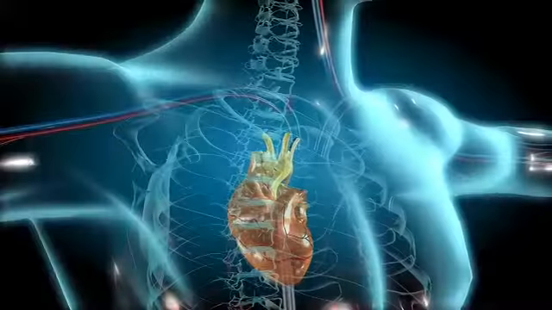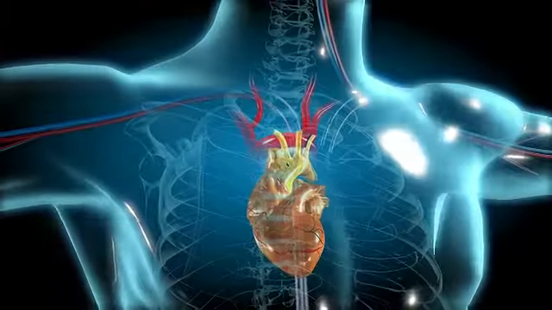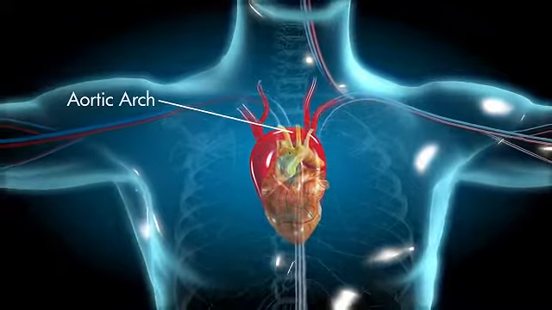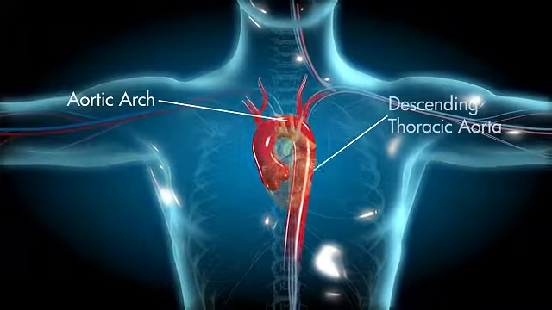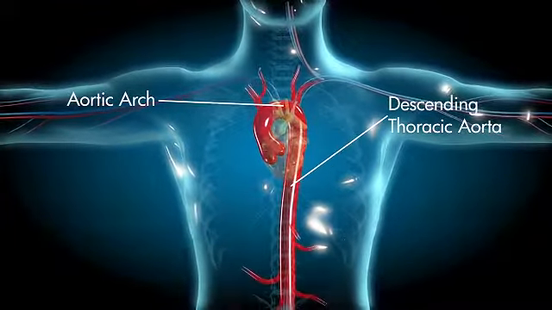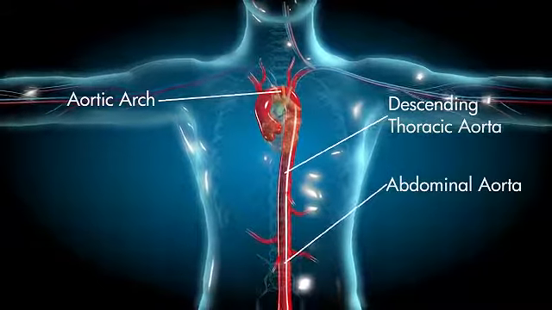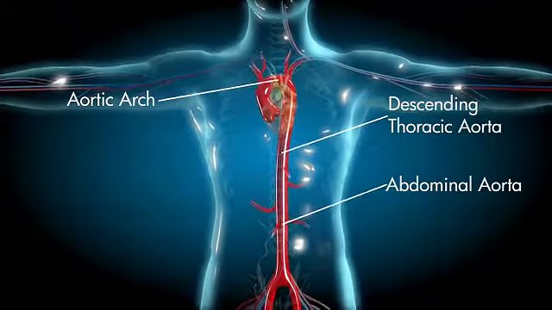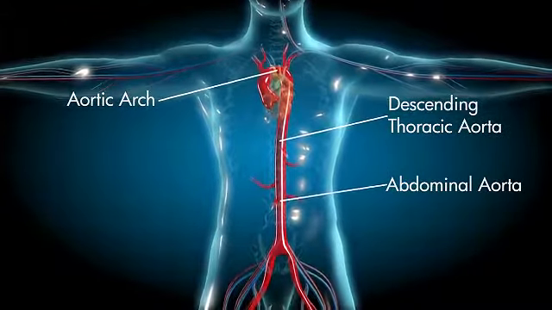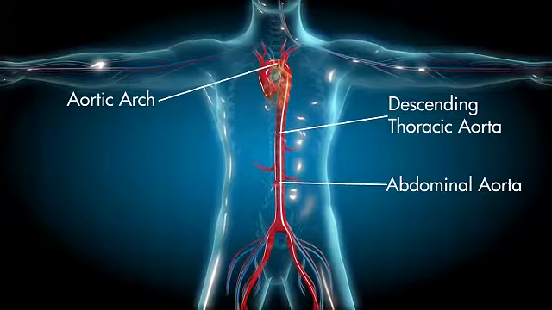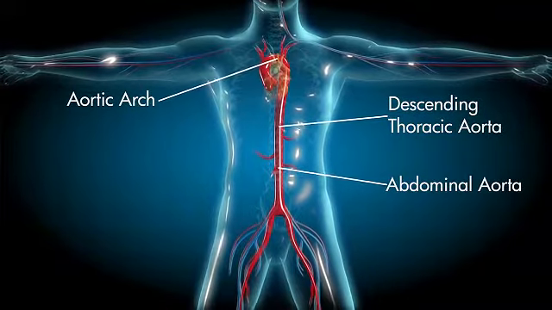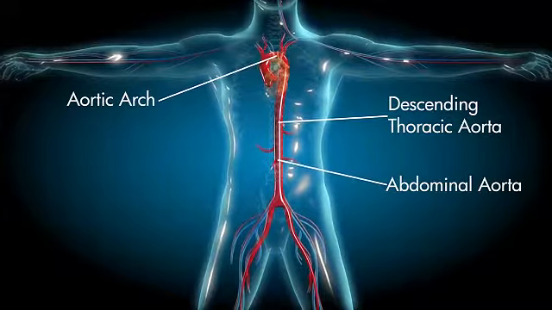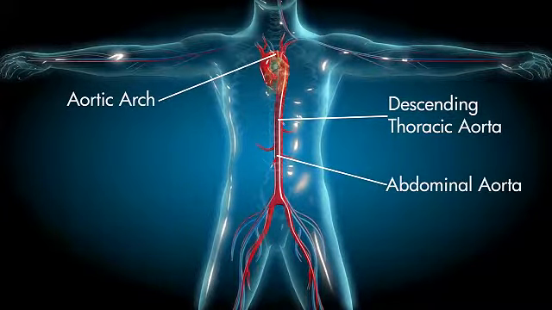Aneurysms most commonly affect the aorta, which is the largest blood vessel in your body. It begins as the thoracic aorta in the chest, where it leaves the heart and travels through the diaphragm to become the abdominal aorta. It then gives off branches that supply circulation to your internal organs, and eventually the aorta divides into two vessels in the lower abdomen to become the iliac arteries, which supply circulation to your lower extremities.